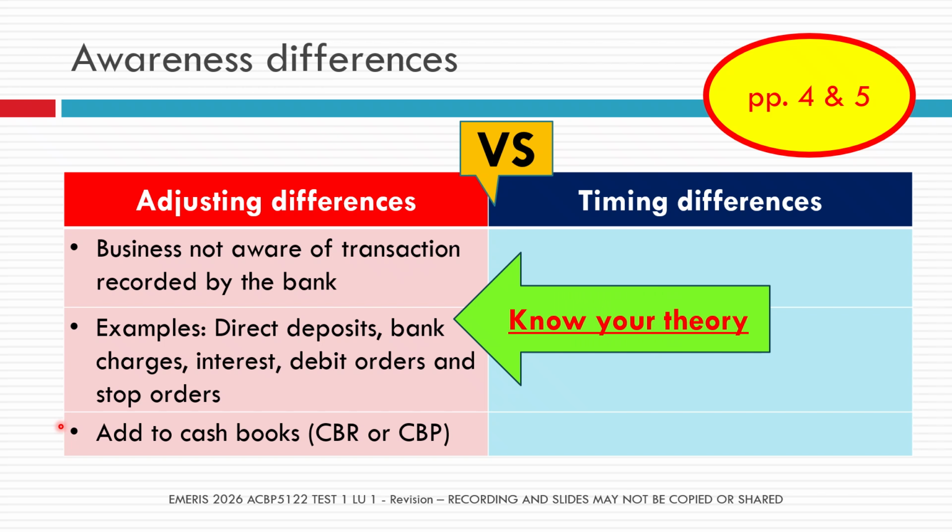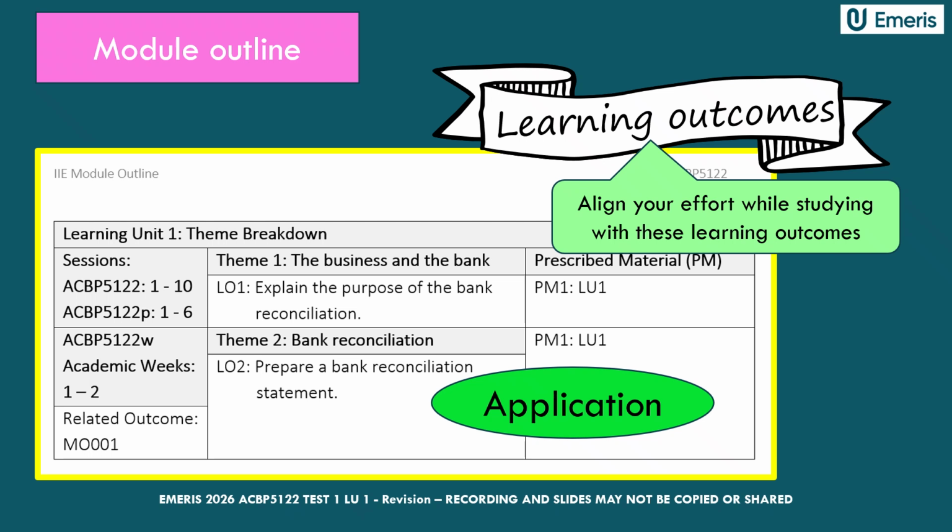Now remember, at the beginning, we said it's important that you must know your theory in this learning unit. Because if you don't know your theory and you don't know what is an adjusting difference or what would be an example of such a difference or how to correct these differences, you will also not be able to do the application questions. So here was that extract from our module outline, and you'll remember one of the two learning unit outcomes is to make sure you know your theory.